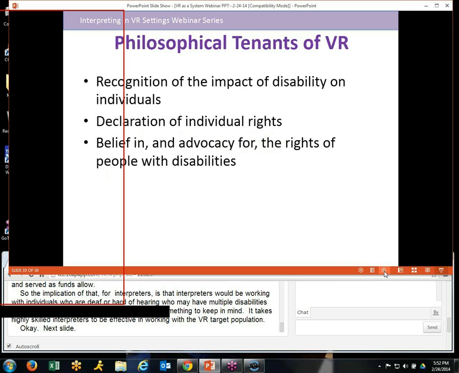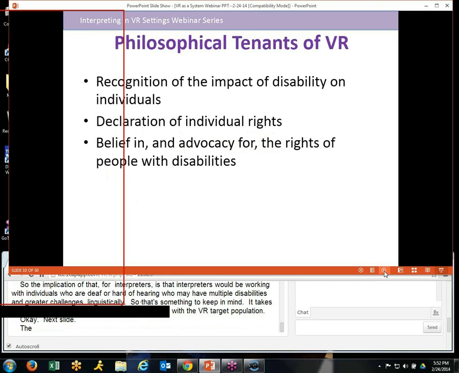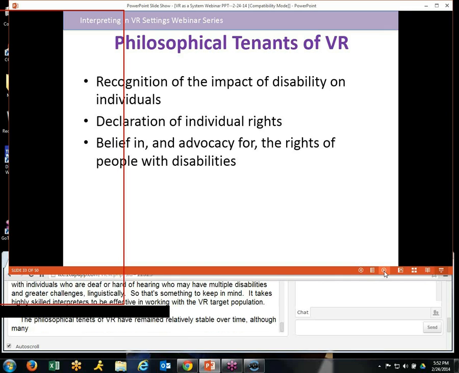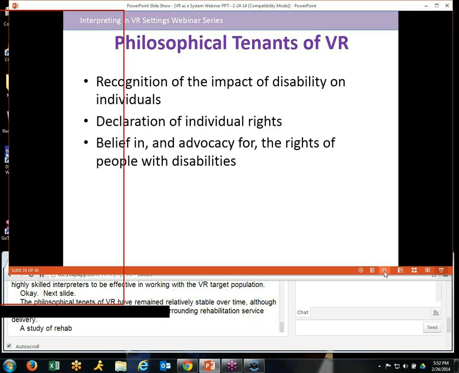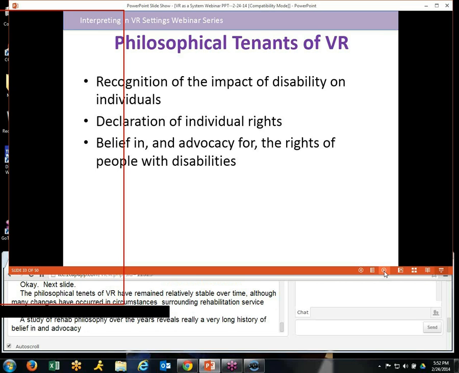The philosophical tenets of VR have remained relatively stable over time, although many changes have occurred in circumstances surrounding rehabilitation service delivery. A study of rehab philosophy over the years reveals a very long history of belief in and advocacy for the rights of people with disabilities.